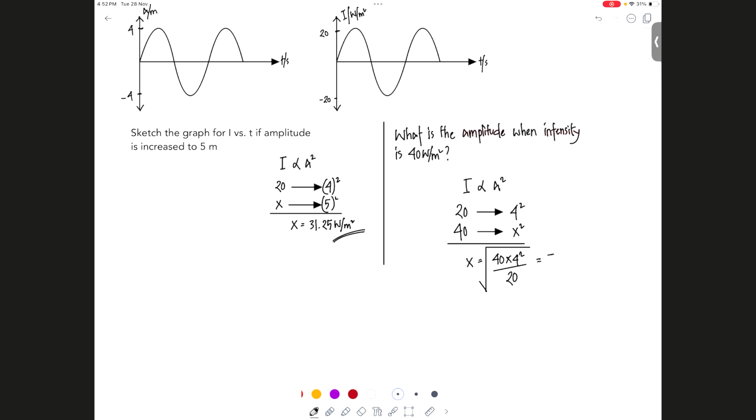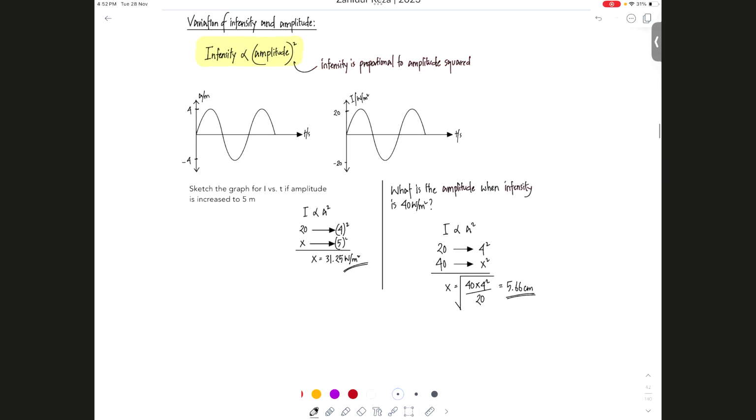How much is it? 5.6 something. That's it. Okay, so any questions? It's just intensity proportional to amplitude square.